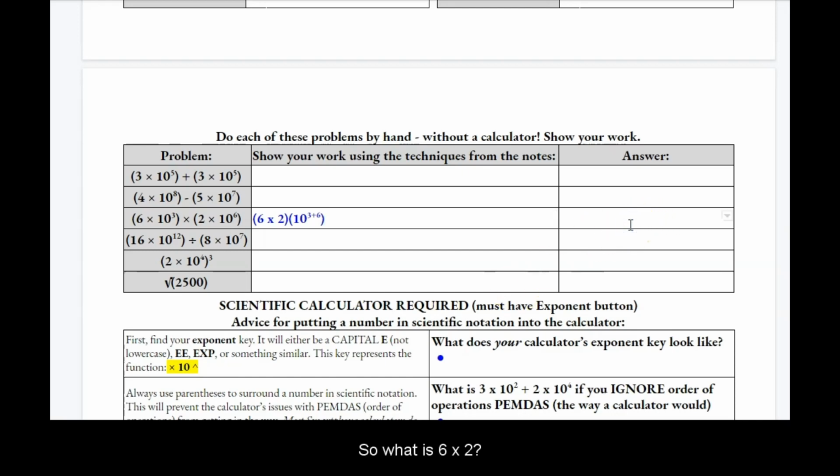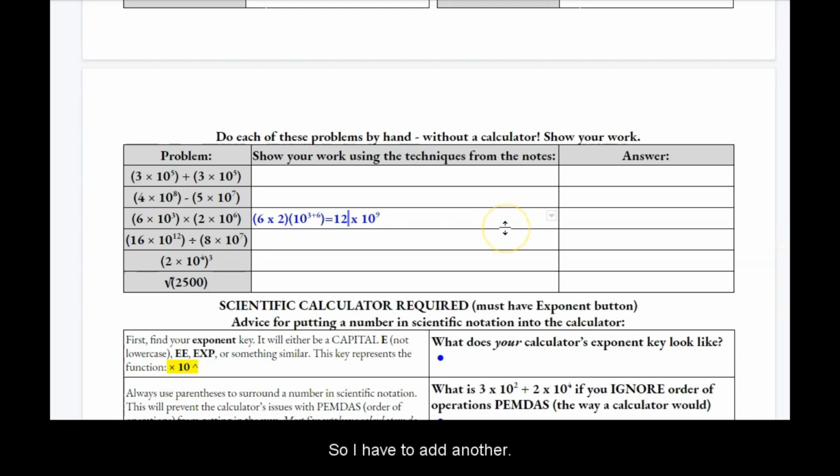So what is 6 times 2? Actually, let's start over here. That equals 12. And you have times 10 to the what? What is 3 plus 6? 9. Now, is this number in scientific notation? Is this a single-digit number before a decimal?